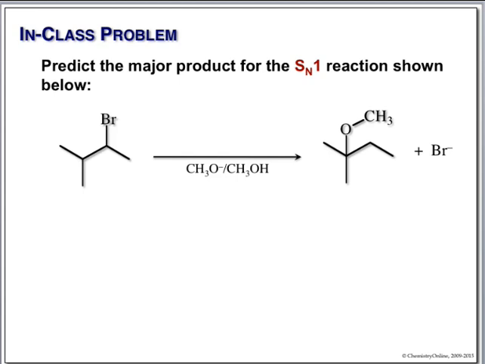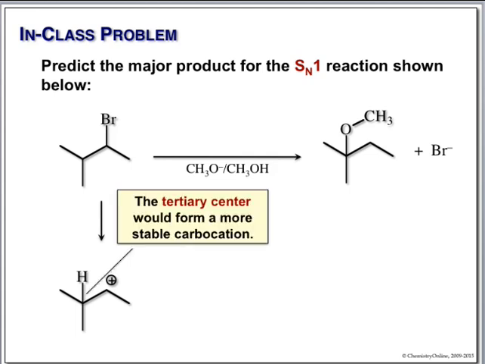Now, the rearrangement that's happening goes something like this. Initially, we are going to form our secondary carbocation. However, the secondary carbocation lives in a molecule that has a tertiary center. And it knows, deep in its heart, that if it could place the positive charge on the tertiary center, it would be much more stable. So in a case like this, the hydride, the hydrogen with its electrons, is simply transferred over from the tertiary center to the secondary.